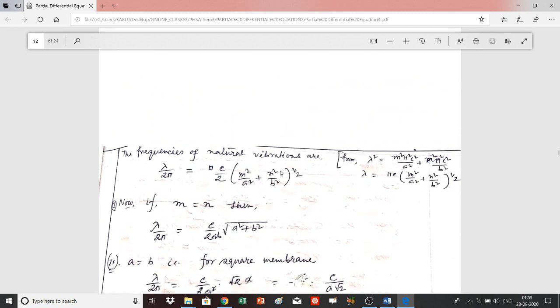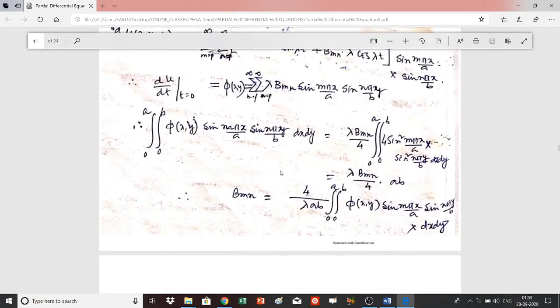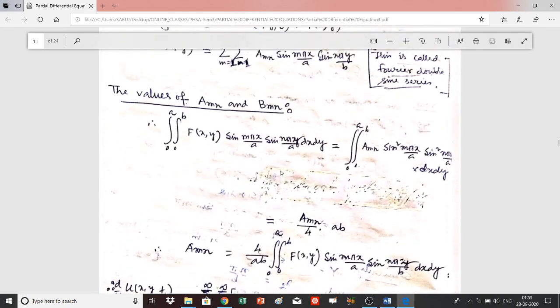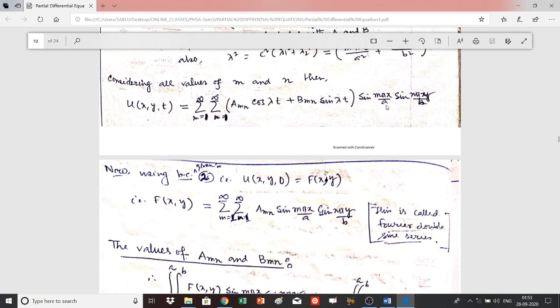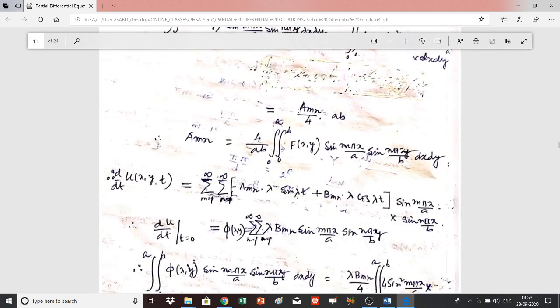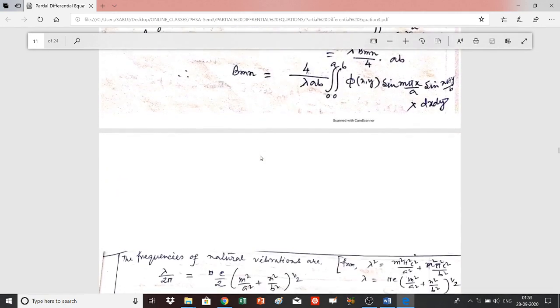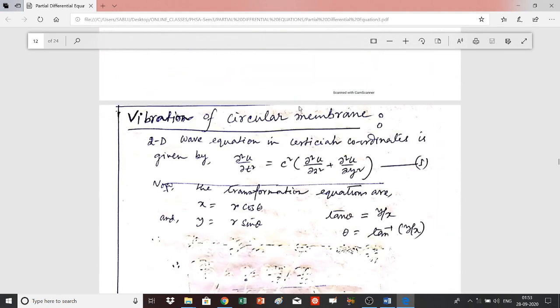So we finally get the solution of the two-dimensional wave equation as this. Obviously, this includes the values of A_mn and B_mn given here. So we have succeeded in finding the solution of the two-dimensional wave equation in Cartesian coordinates. Now let us go to the next one.